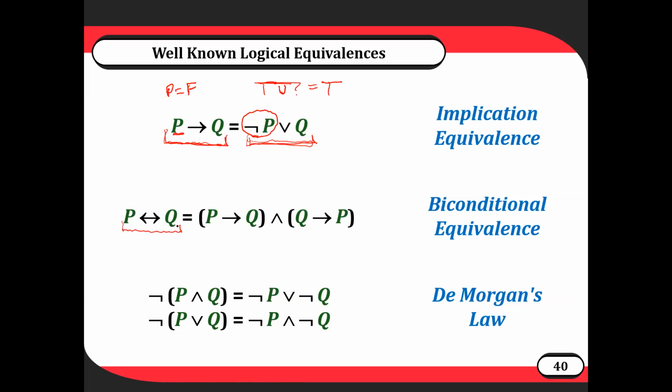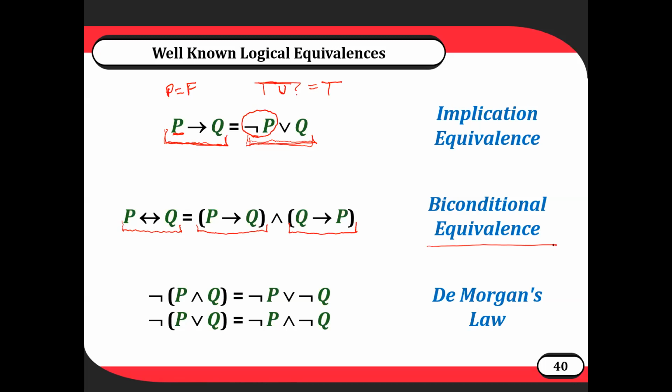Biconditional equivalence. So P if and only if Q, well, it should not be any surprise. Quite literally, if we translate this to English and back to logic, we say P implies Q and Q implies P. So that's if we take the if and the only if at the same time. So that's called biconditional equivalence.